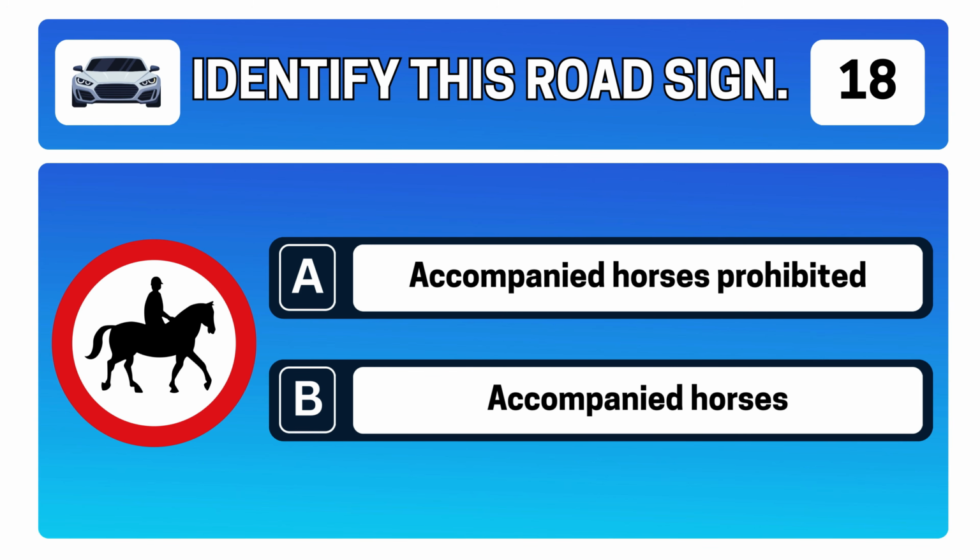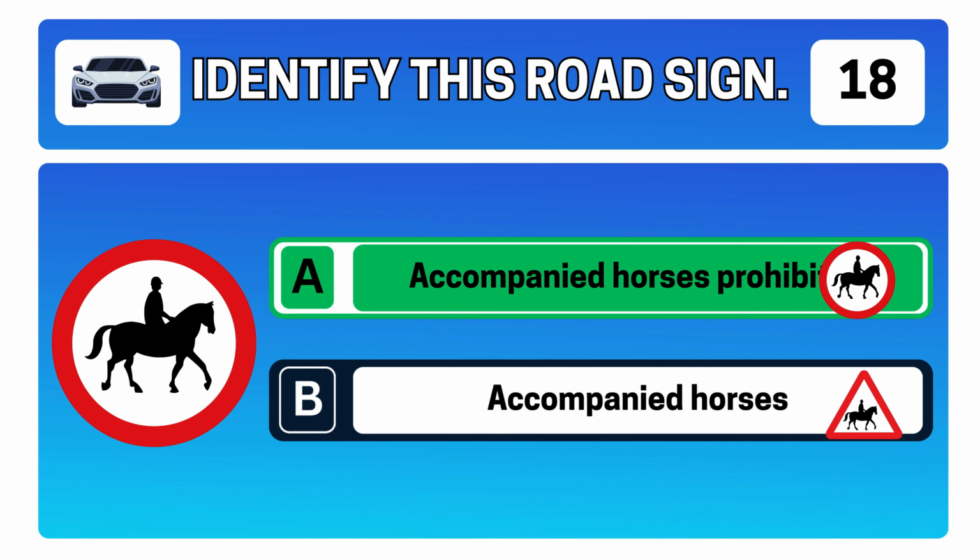Identify this traffic sign. A. Accompanied horses prohibited. B. Accompanied horses. Well done. It is the accompanied horses prohibited sign.